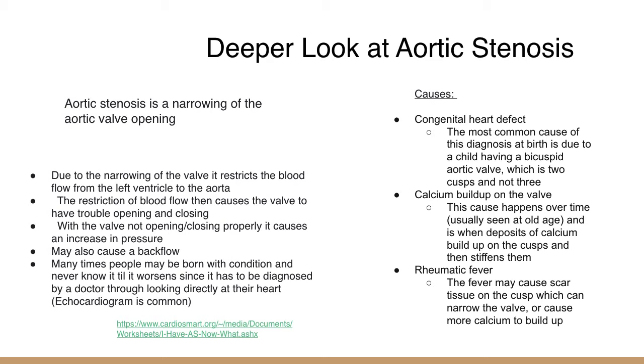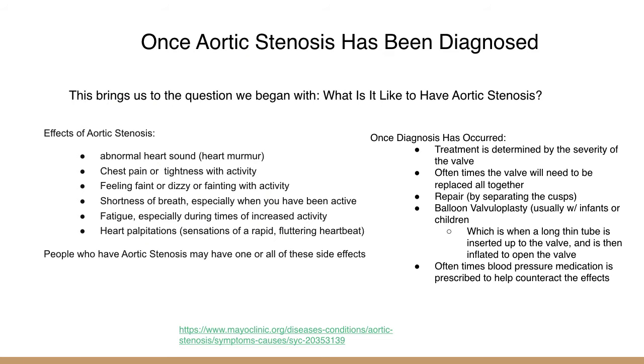The third cause is rheumatic fever. This fever may cause scar tissue on the cusps, which can narrow the valve or cause more calcium to build up. Once aortic stenosis has been diagnosed, this brings us to the question we began with: what is it like to have aortic stenosis?